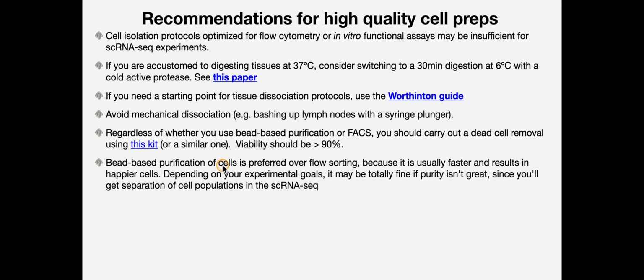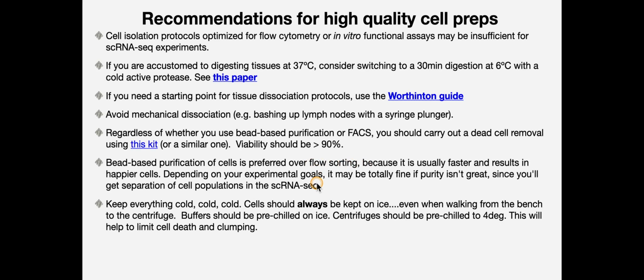Bead-based purification of cells is preferred over flow sorting in most cases because it's usually faster and it usually results in happier cells. Depending on your experimental goals, it may be totally fine if purity isn't 100%. Remember, you're going to get separation of cell populations by single-cell seq, so it's okay if you have a contaminating cell type in many cases. I would prefer that over extended periods of time flow sorting an exceedingly rare population that ends up being unhealthy.